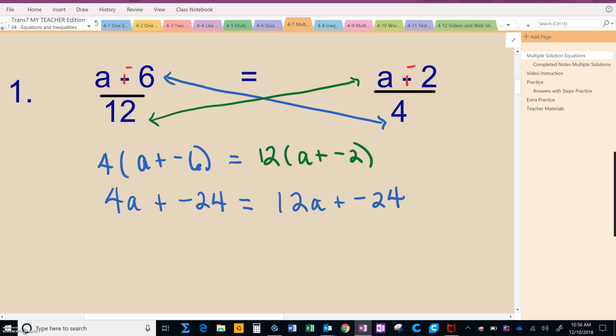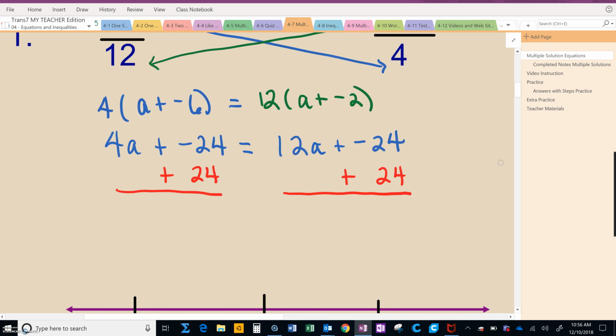I'm going to continue to solve from here by adding the opposite of a negative 24 on the left in order to get rid of all of my constants on the left. And I'm going to have to add positive 24 to the right because whatever I do to one side of an equation, I have to do to the other. So I end up with 4a equaling 12a.